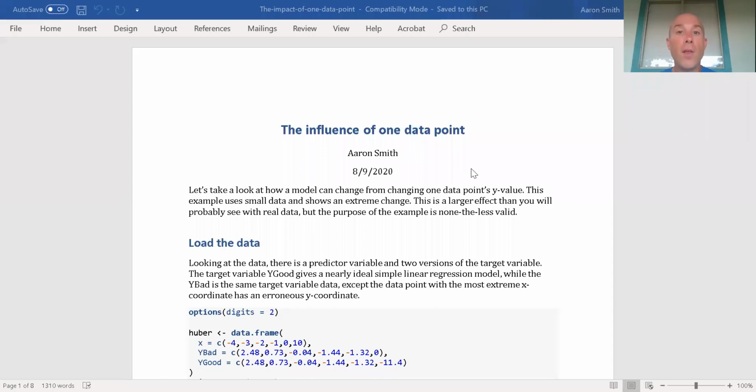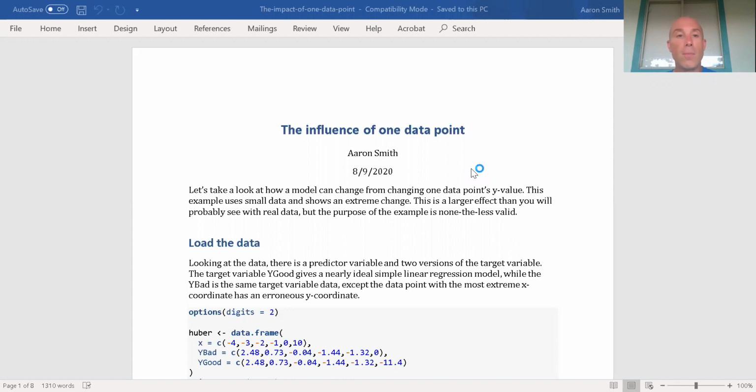Hi, in this video, we want to take a look at how much influence one data point can have on our linear model. For this example, we're going to take a data set and change one value in the target variable on one data point. And we're going to see how that changes the regression model that we have.